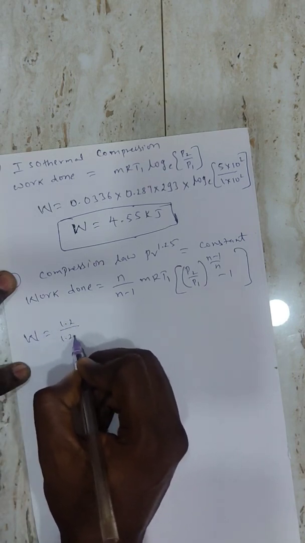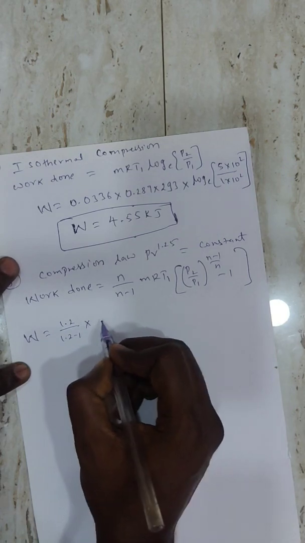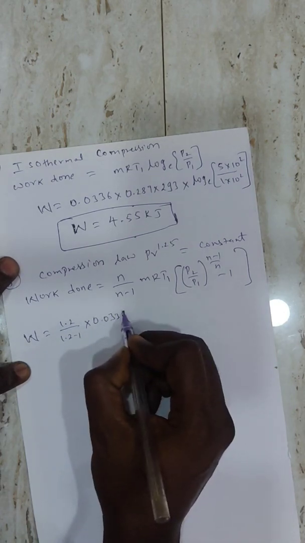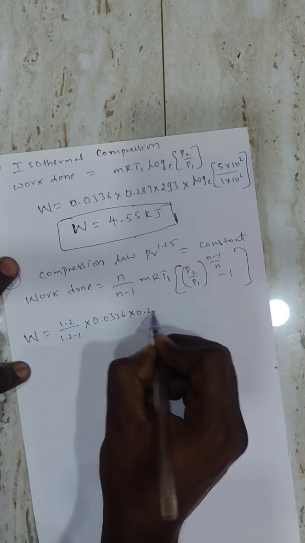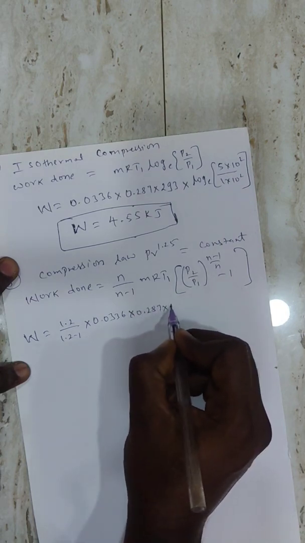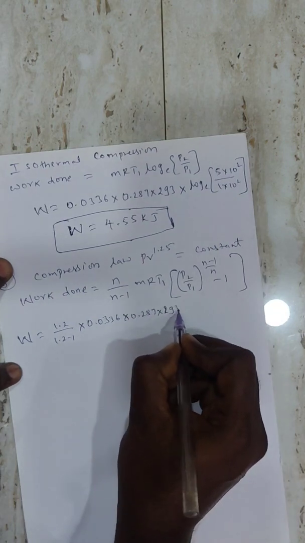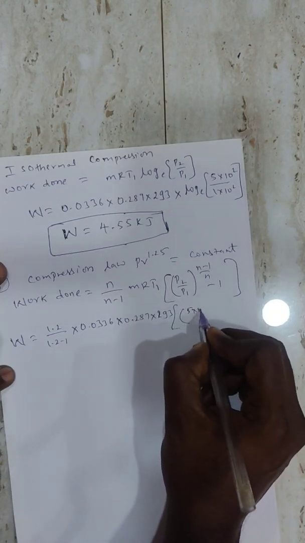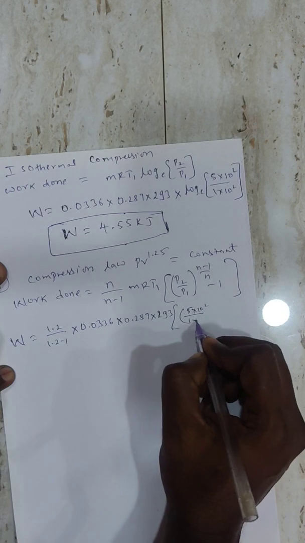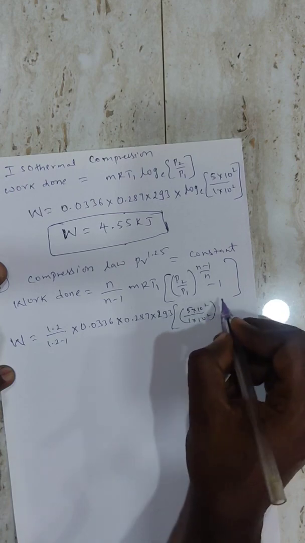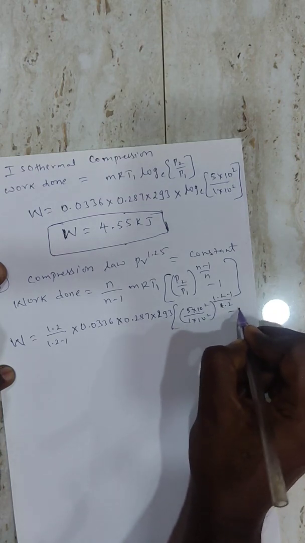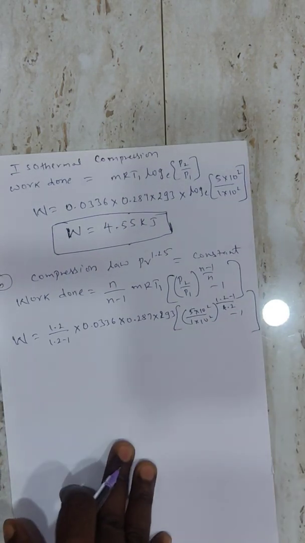1.2 by 1.2 minus 1 into, what is the mass? 0.0336 into 0.287 into 293, bracket open, that is 5 into 10 square by 1 into 10 square whole to the power of (1.2 minus 1) by 1.2, minus 1.